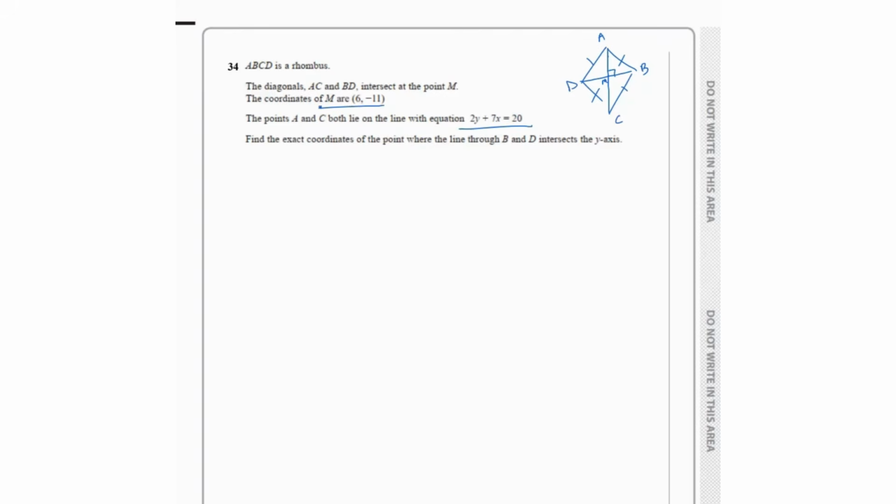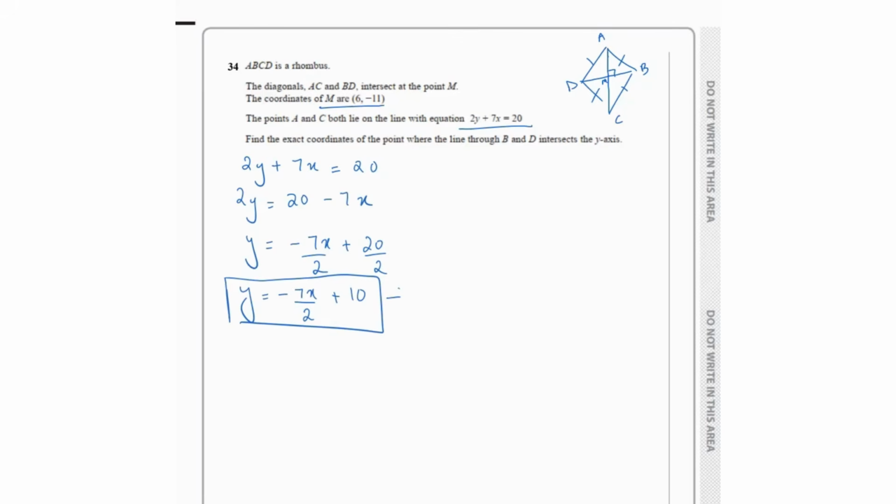So step by step. So first, let's rearrange this equation of AC and make y the subject. 2y plus 7x equals to 20. 2y equals to 20 minus 7x. Y equals to negative 7x over 2 plus 20 over 2, which is negative 7x over 2 plus 10. This is your equation for AC in y equals to mx plus c form. Now m, which is the gradient, is negative 7 over 2 for AC.